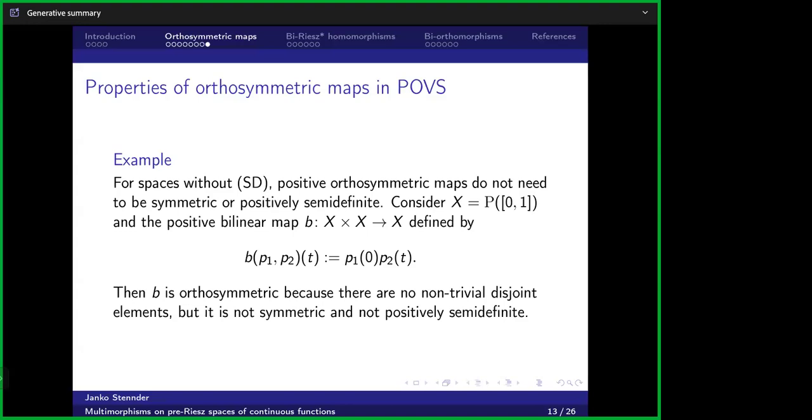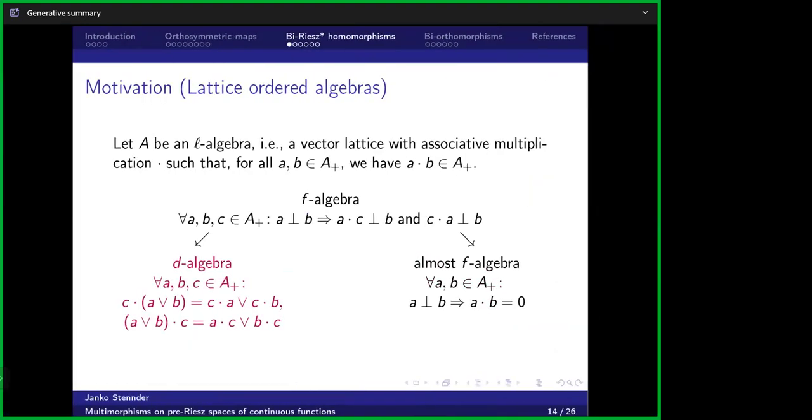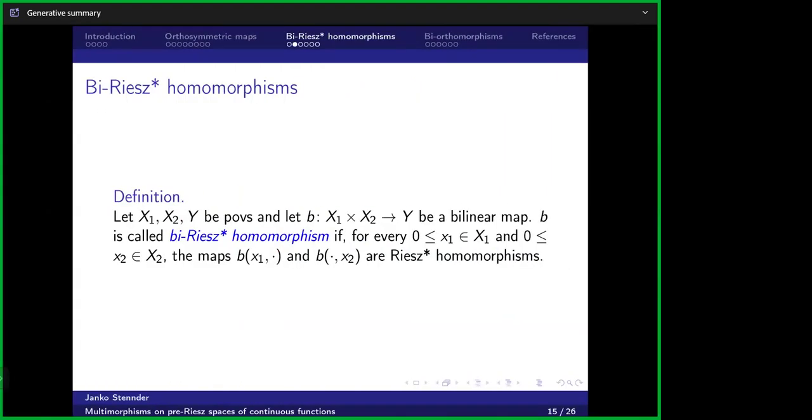Okay. Let's go to the second case. We go to the bottom here, the algebra, and we said that the multiplication here is just the Riesz homomorphism, right? Say here from the left, with positive elements, then this distributes over the supremum. So this is exactly a Riesz homomorphism. So the bilinear maps we should consider here in the partial vector space case are the bi-Riesz star homomorphisms. Let's define what that is.